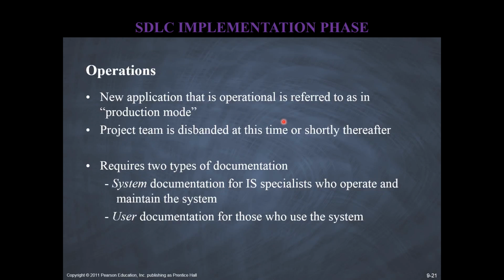Okay, operations. A new application that is operational is referred to as in production mode. So basically it means it's done, and it's just a matter of operating it. At this point in time, the project team is disbanded shortly after the system goes into operation. Now, documentation is very important for operations, because the system is typically operated not by the people who built it. So they need documentation about the system itself, meaning the technical implementation of that system. And user documentation also needs to be developed so that users know how to go through the screens and how to use the system. So that's the operation.